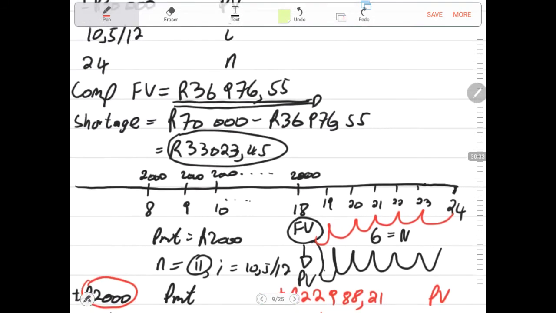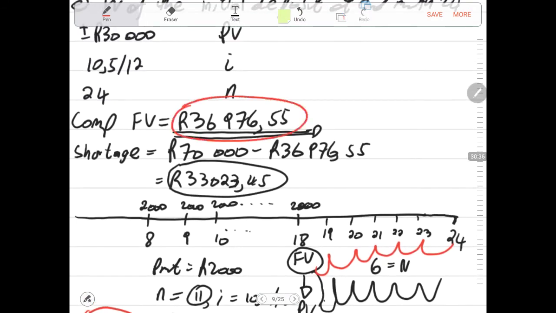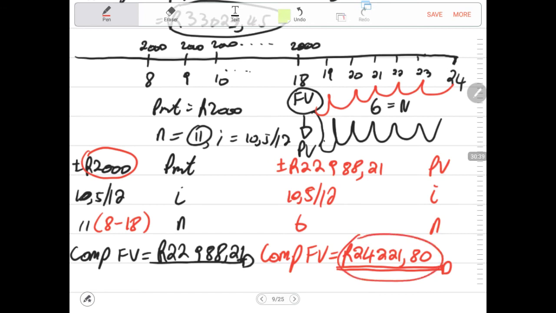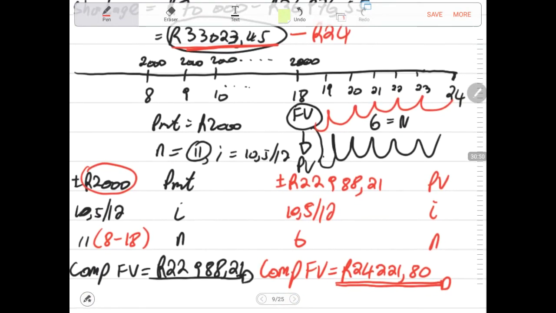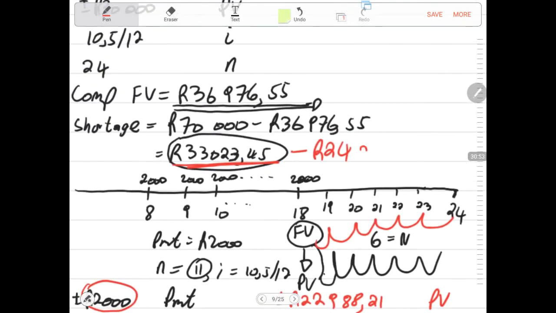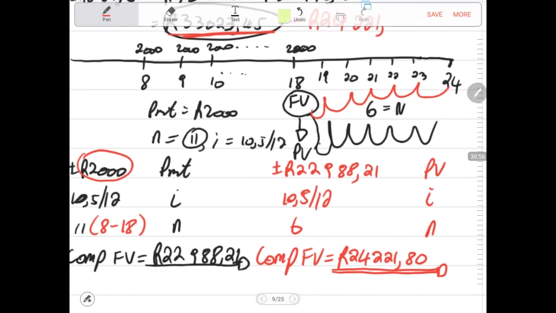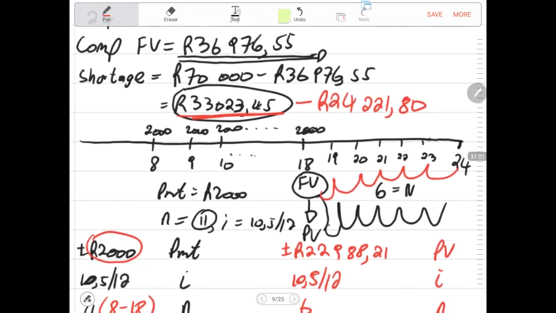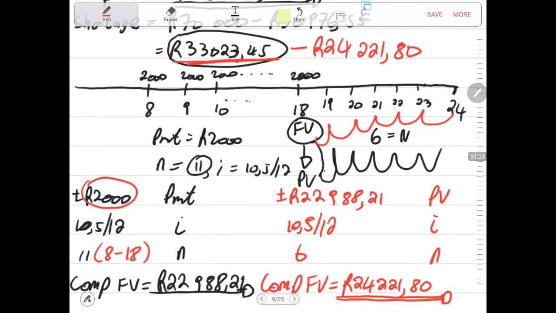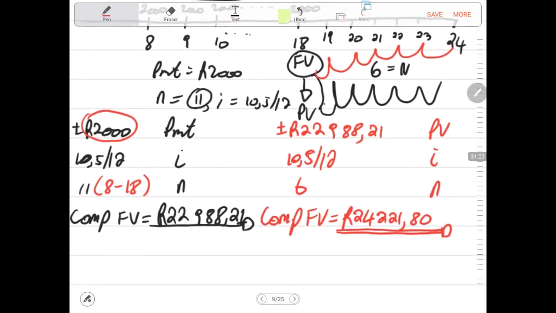We have 36,000 available, and we now have again 24,000 available. Now what I can do is to say, out of the remaining balance, I need to minus 24,221 rand 80 cents, because now there's another money available. Out of the shortage we raise other funds again. Then we need to find how much is now the remaining balance after the monthly payments.